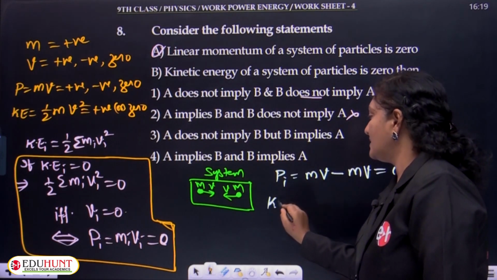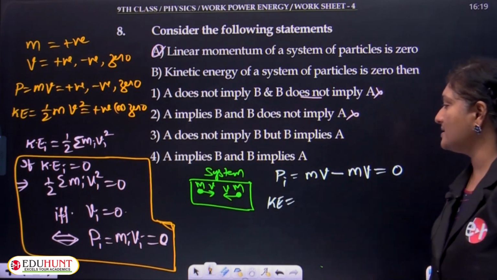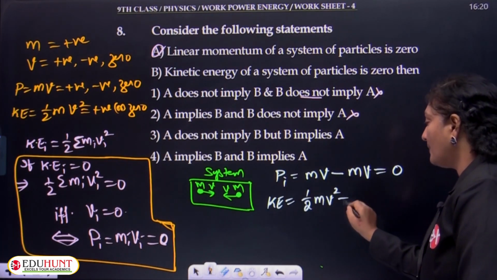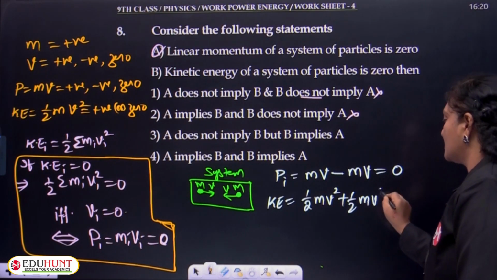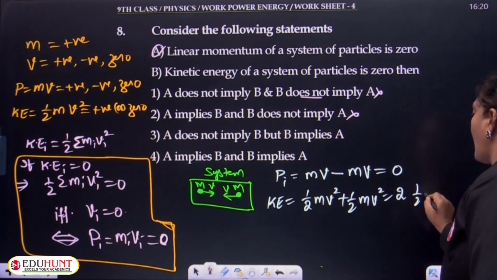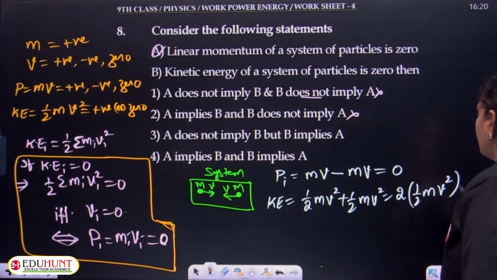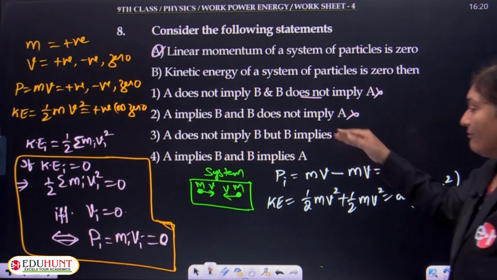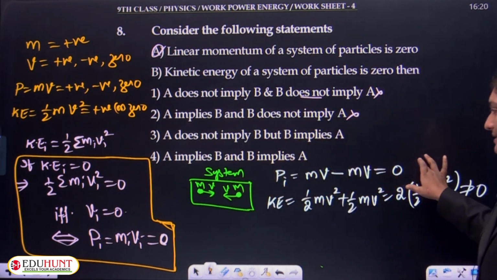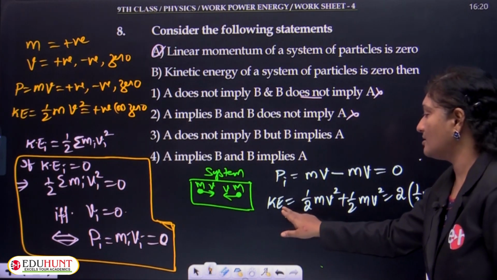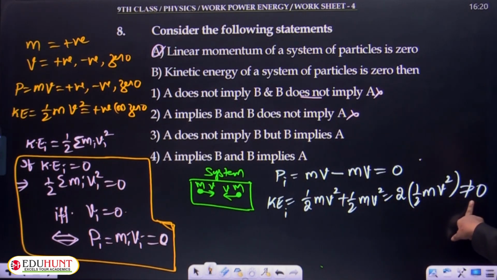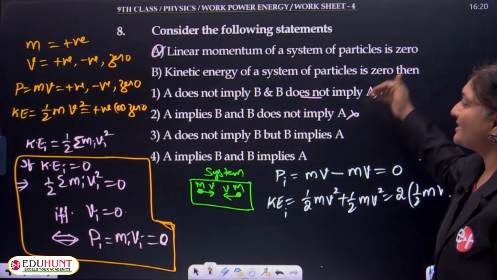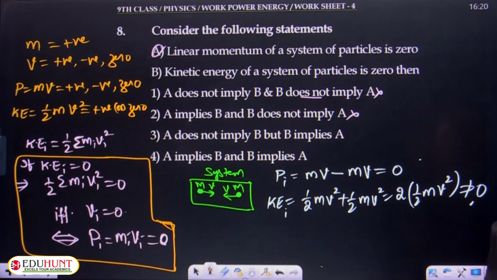Now if you want to measure the kinetic energy of the system of particles, it is half mv squared plus half mv squared, which equals 2 times half mv squared. So clearly this is not equal to 0. What we observed is that if the momentum of a system of particles is 0, the kinetic energy of the system need not be 0. That means A does not imply B.